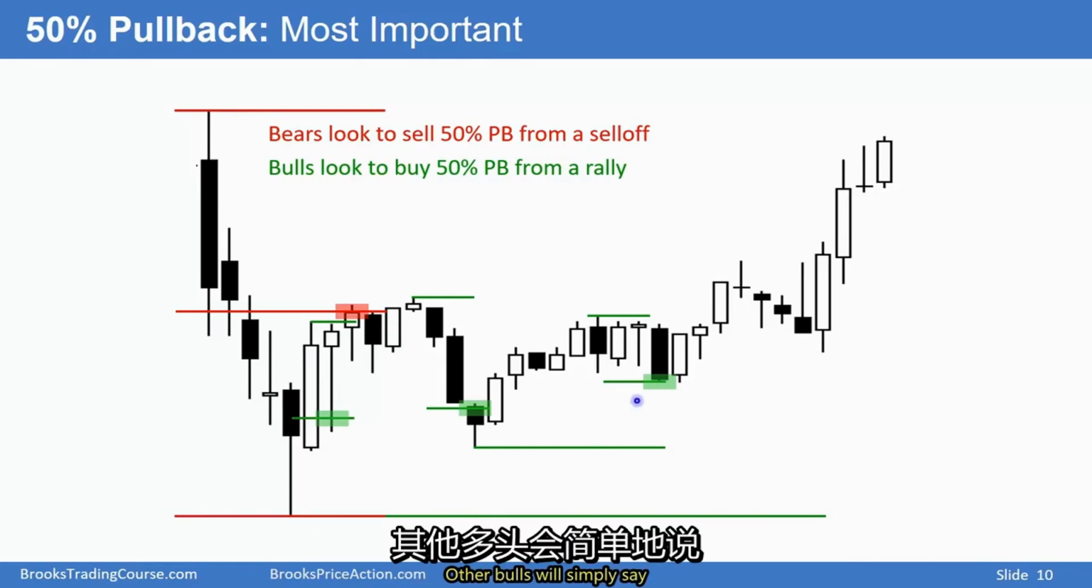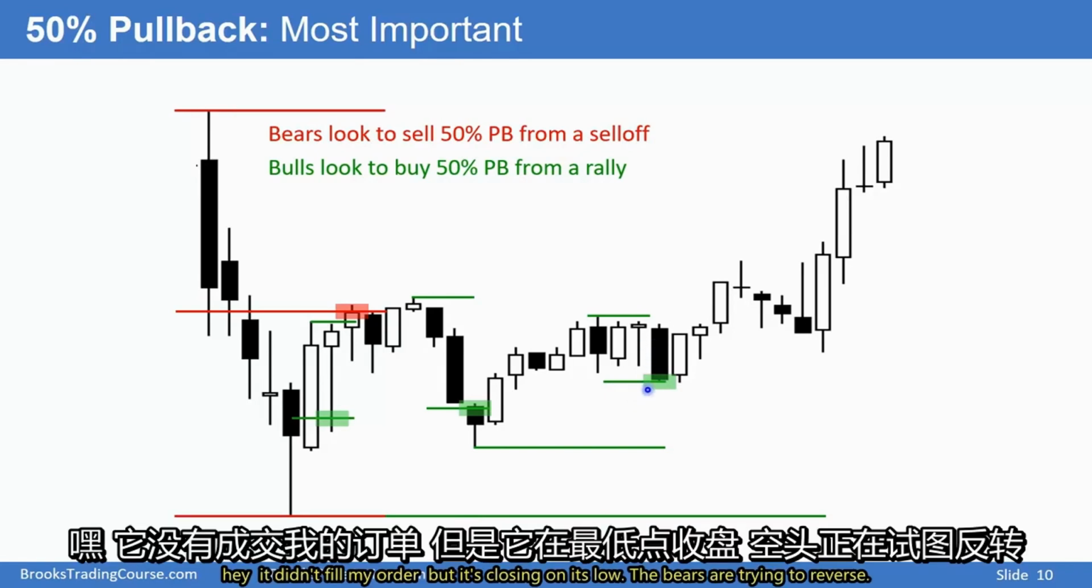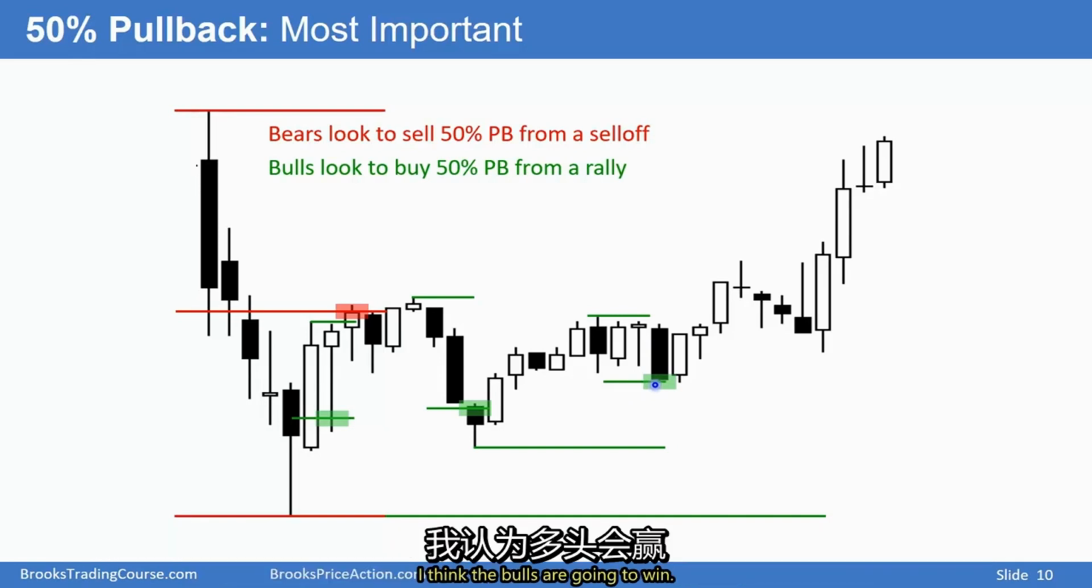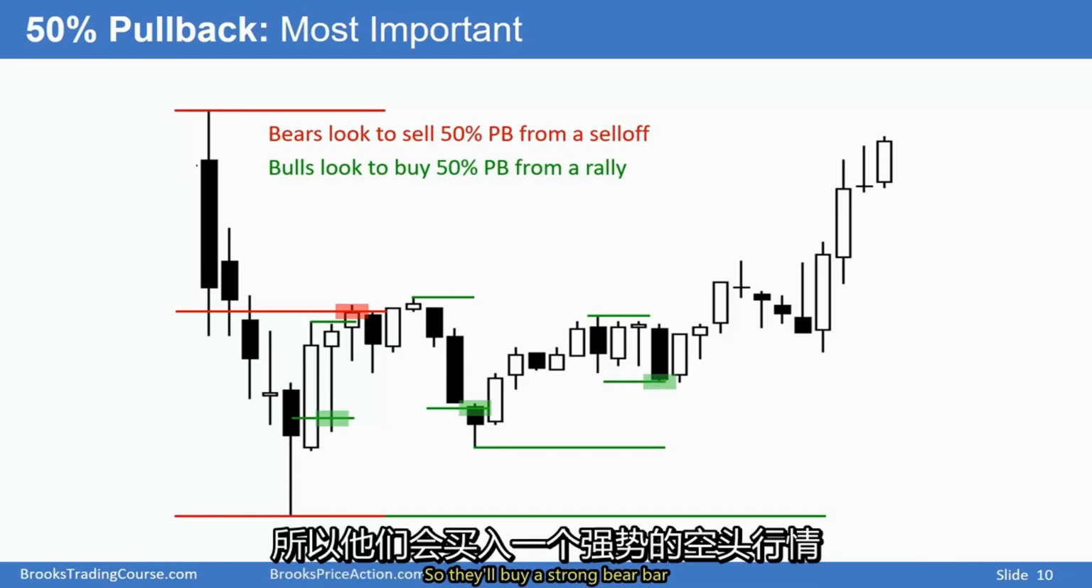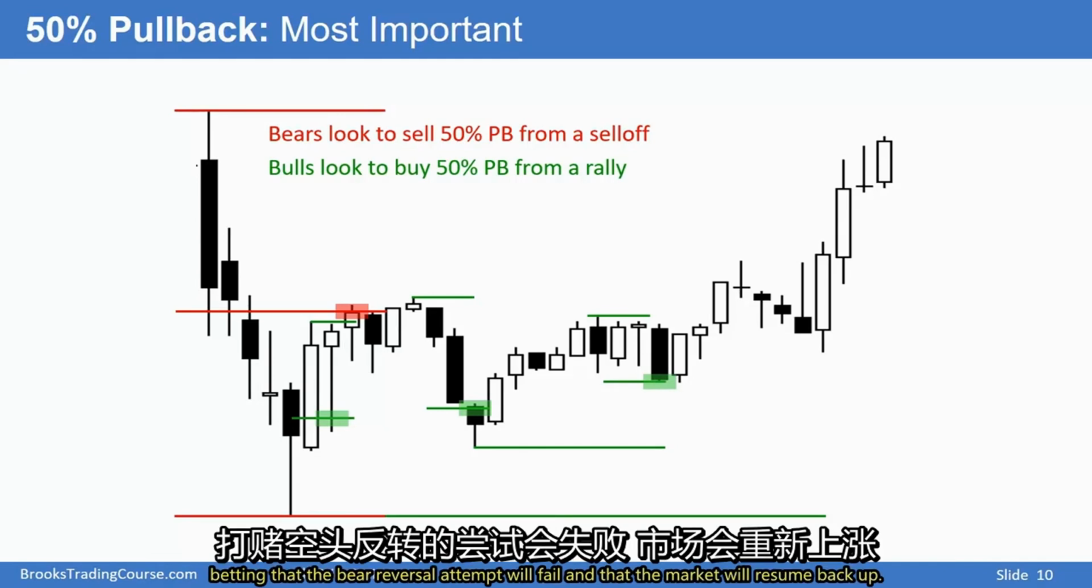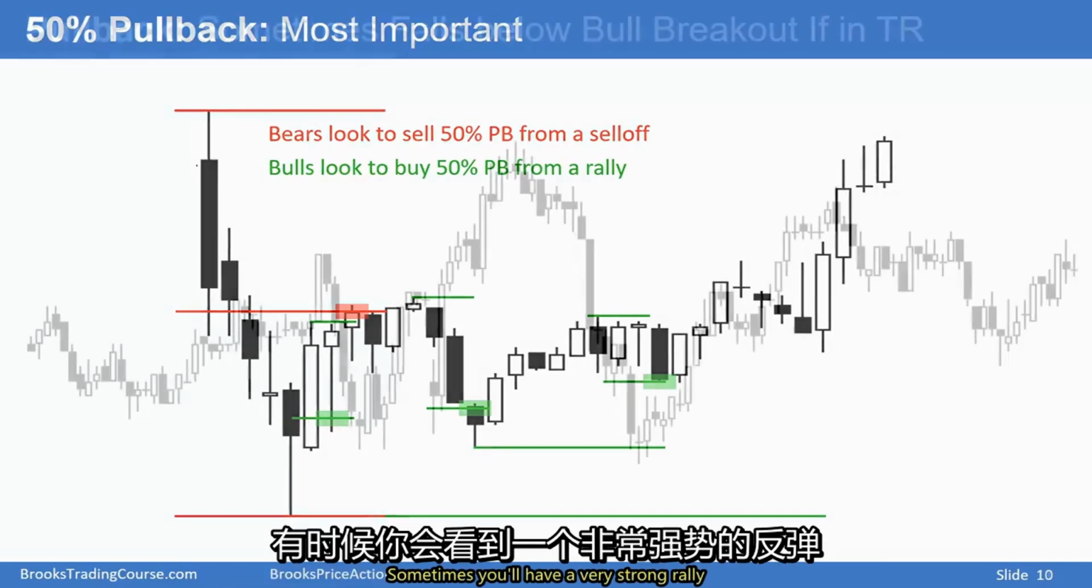Other bulls will simply say, hey, it didn't fill my order, but it's closing on its low. The bears are trying to reverse. I think the bulls are going to win. So as soon as they see that bear bar close, they'll hit buy the market. So they'll buy a strong bear bar, betting that the bear reversal attempt will fail and that the market will resume back up.